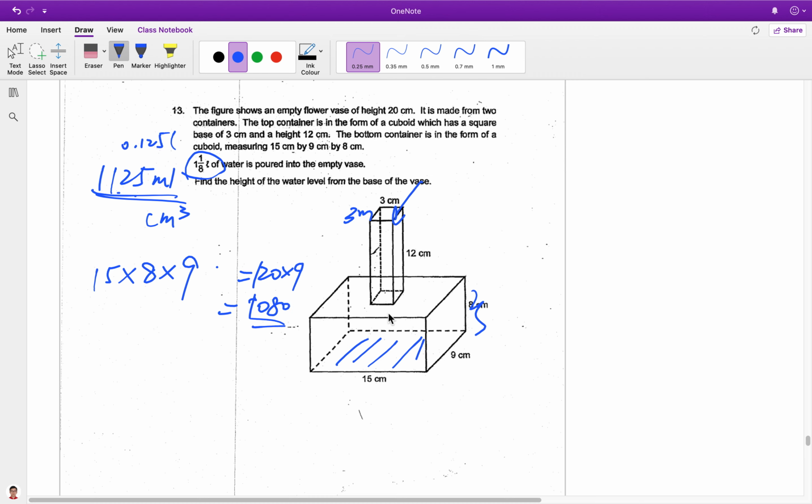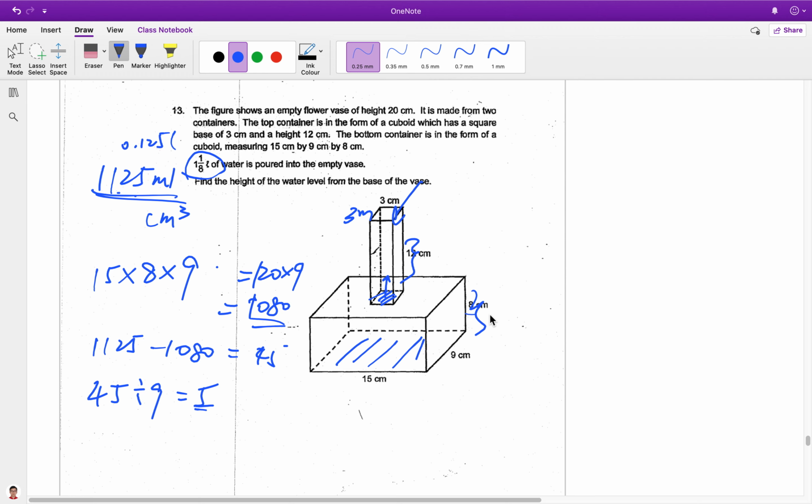We see that 1080 is smaller than 1125. That means this one will be filled and the water will go through this way. So what's the new height? Just use 1125 minus 1080 equal to 45, and the base area will be 3 times 3 is 9. With 45 divided by 9, which is 5.